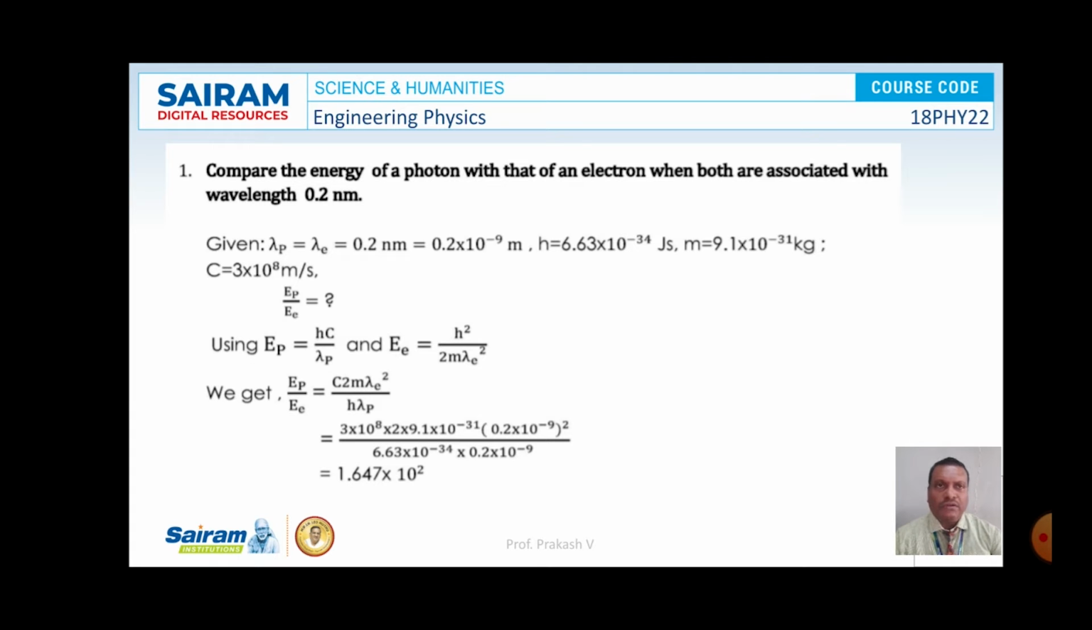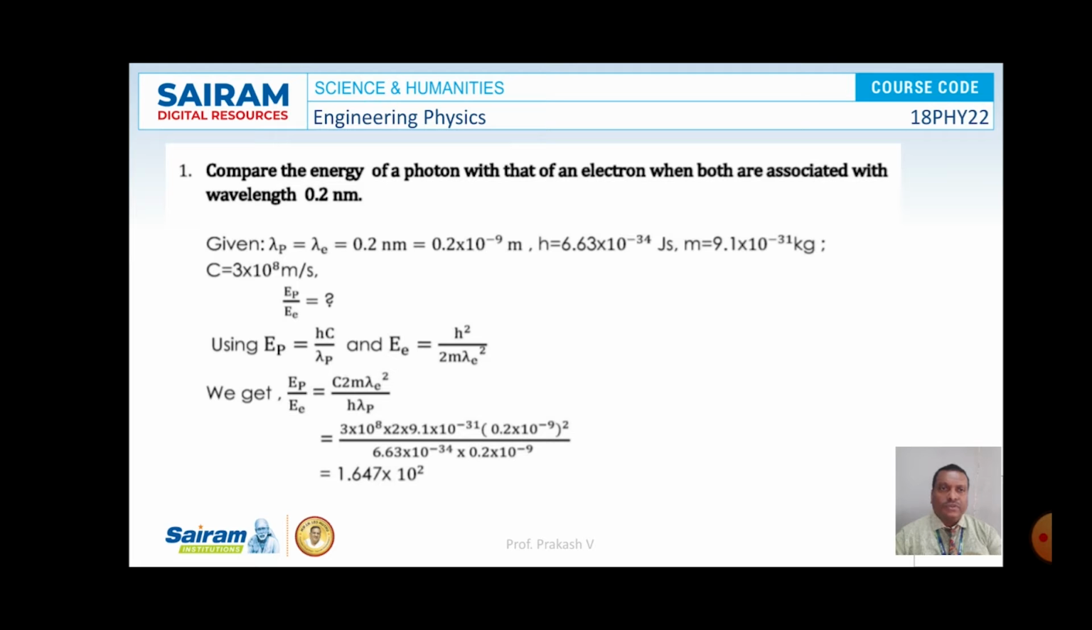So here we have to calculate what is EP by EE. So that's the parameter that we have to calculate. So here the formula for EP is hc by lambda p, and the formula for EE is h square by 2m lambda e square. Therefore EP by EE is nothing but c into 2m lambda e whole square divided by h lambda p.